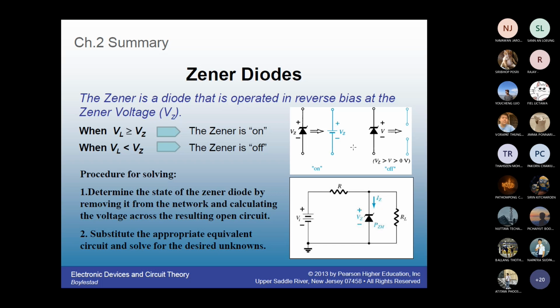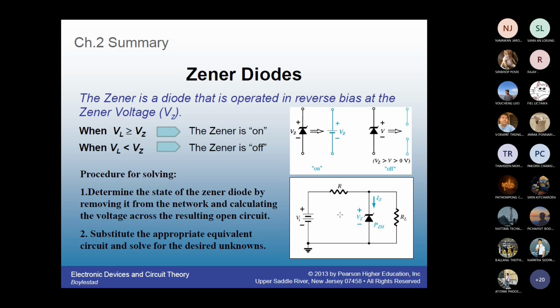What is VZ? There are different models of Zener diodes in the market. It depends on your need. Which one are you going to buy? If you are buying a 2-volt rating Zener diode, once it is on, it will show 2 volts across. But the Zener is not always on, or it is not always off. We have to determine first whether or not the Zener is on.